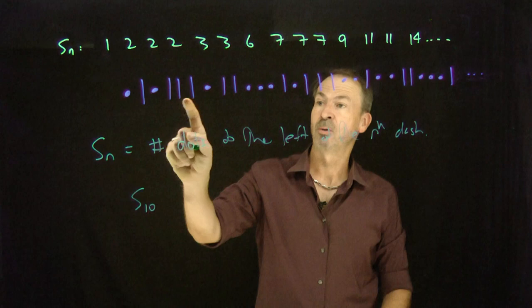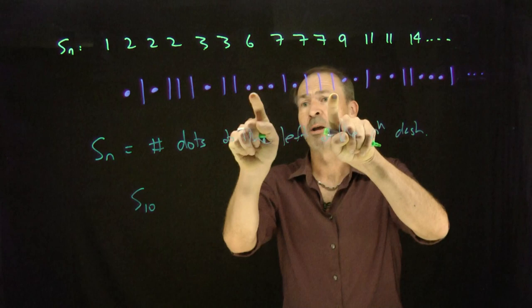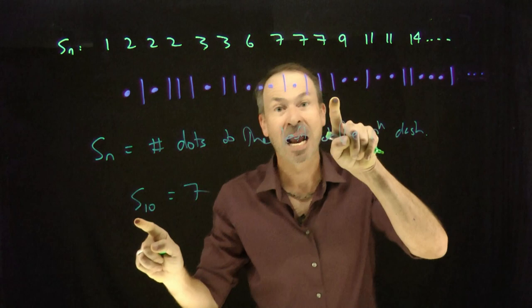How many dots are to its left? 1, 2, 3, 4, 5, 6, 7. There's 7 dots to the left of the 10th dash. I claim the 10th term of our original sequence is a 7. Is it? 1, 2, 3, 4, 5, 6, 7, 8, 9, 10.